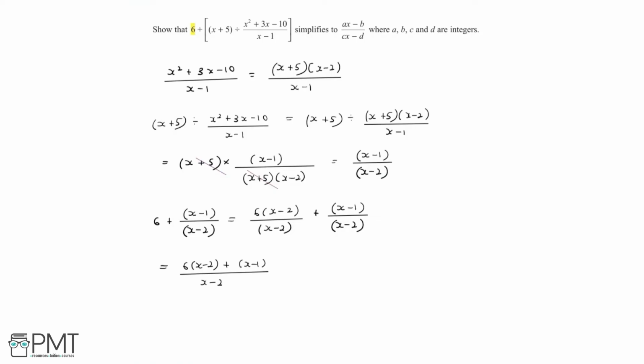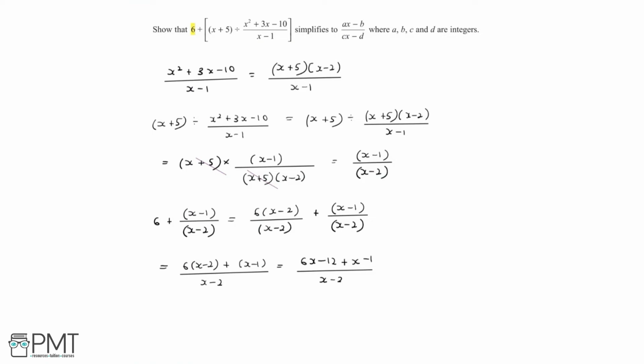And now the next thing that we need to do is to expand the brackets. 6 multiplied by x minus 2 is equal to 6x minus 12. And then we have the plus x minus 1 at the end. And so we're now left with 6x minus 12 plus x minus 1 divided by x minus 2.